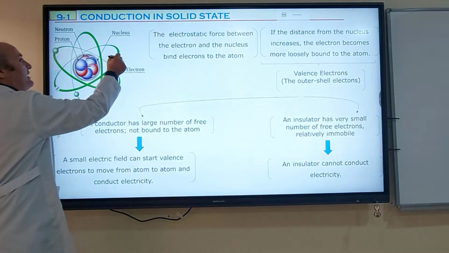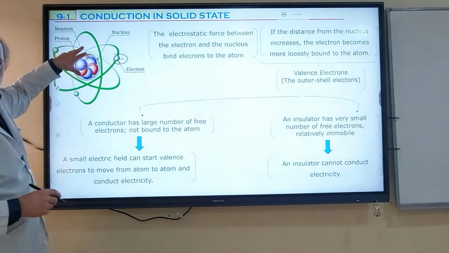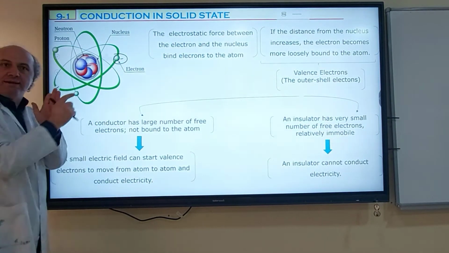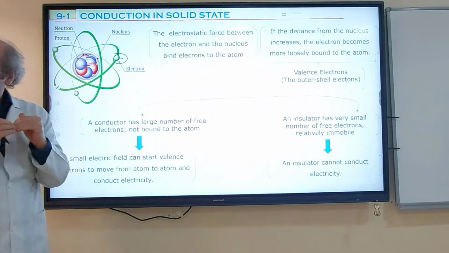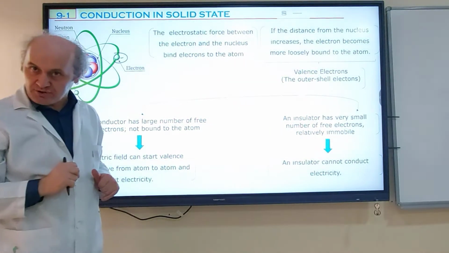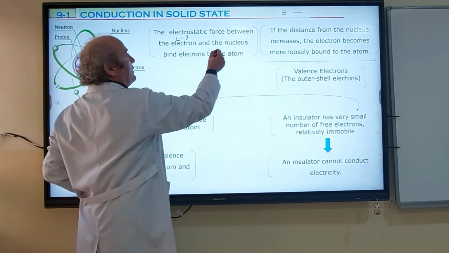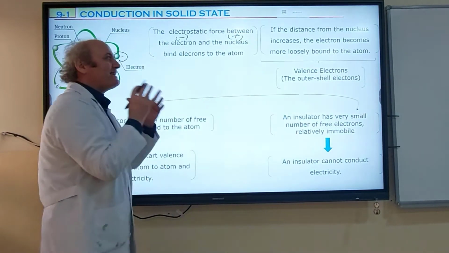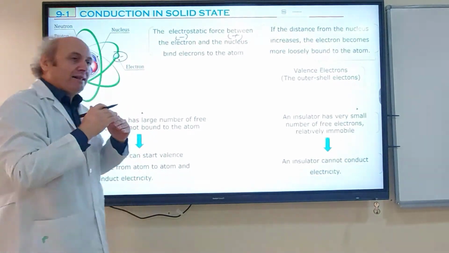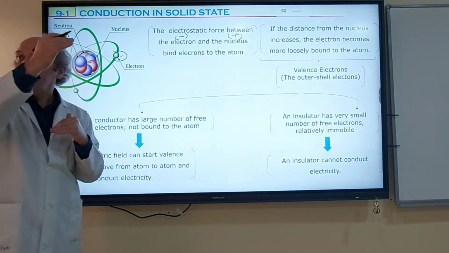And these negatively charged particles are kept in orbits by an electrostatic force between the positively charged nucleus and the electron. We know that positive attracts negative, and this centripetal force keeps these electrons in circular orbits. So the electrostatic force between the electrons and the positive nucleus binds electrons to the atom. But there are orbits. Some orbits are closer to the nucleus, some are farther.